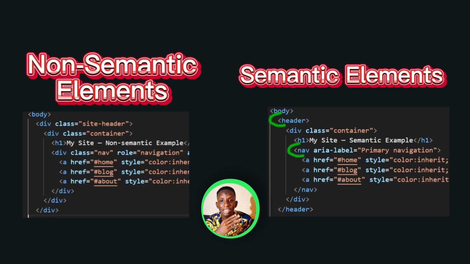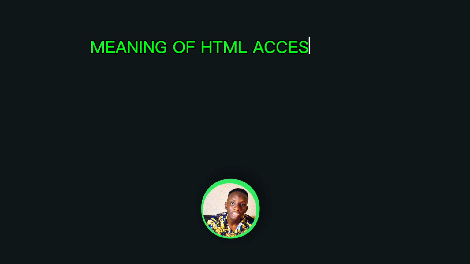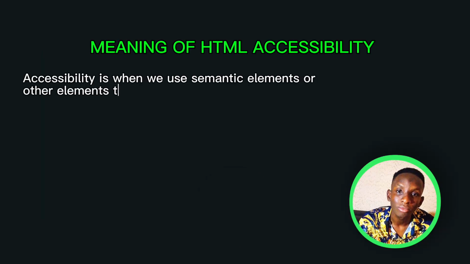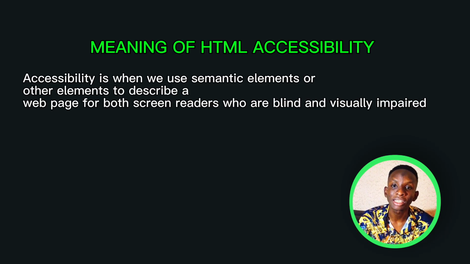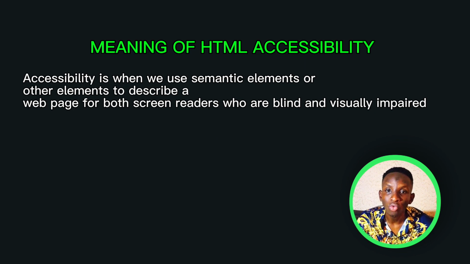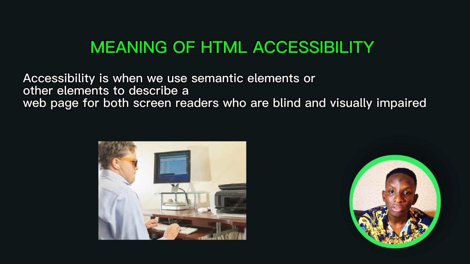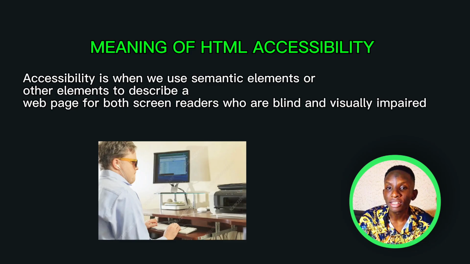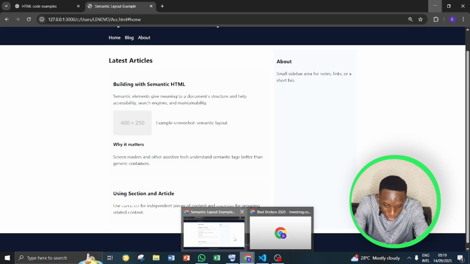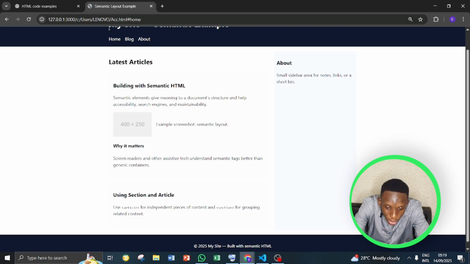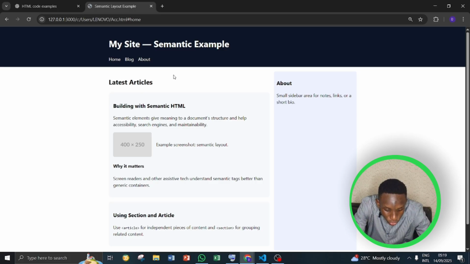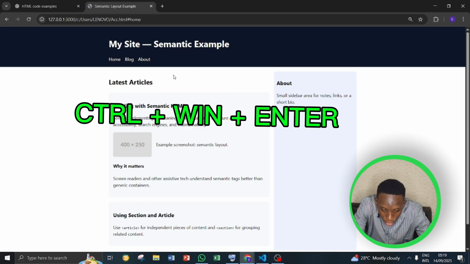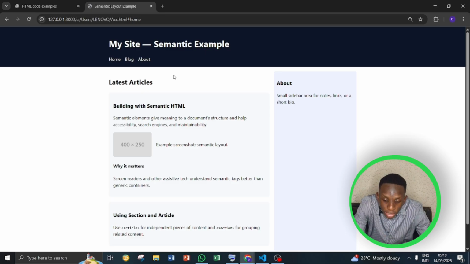So in understanding what accessibility is in HTML, accessibility is when we use semantic elements or other elements to describe a web page for screen readers, for those who are blind and visually impaired. So in practicing it, let us first of all open Google Chrome. Now once we have opened Google Chrome, we have seen this web page. As you can see this web page, let's turn on the screen reader, Control plus Windows plus Enter. Once we turn on the screen reader, it's going to start reading the web page as if it's an audiobook. So now we have turned on the screen reader.